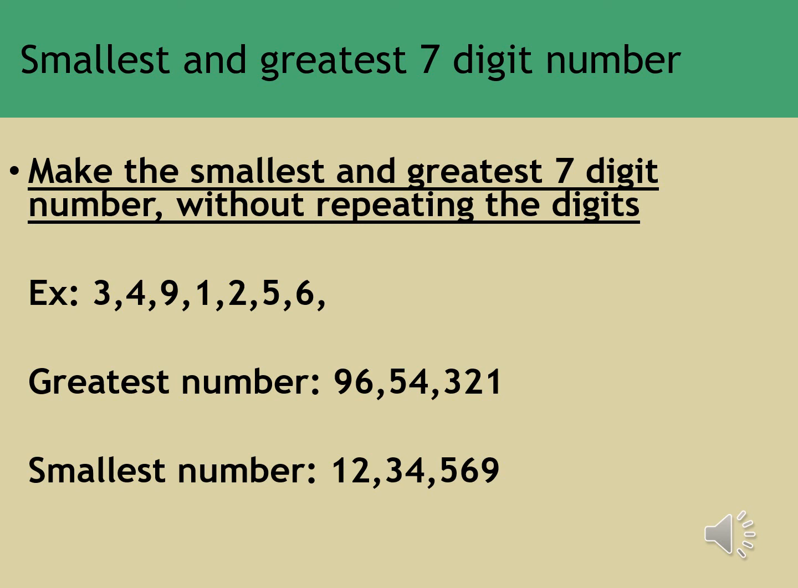Next we want to form the smallest number. To form the smallest number, we want to arrange the digits in ascending order. That means from smallest to the biggest. So which will come in the leftmost position? 1. Next 2, 3, 4, 5, 6, 9. So the number we got is 12,34,569. Okay, the greatest number we got is 96,54,321, and the smallest number we got is 12,34,569.